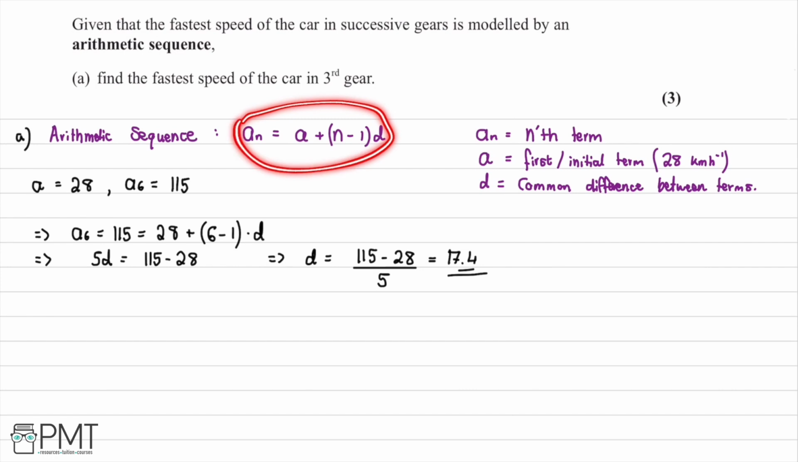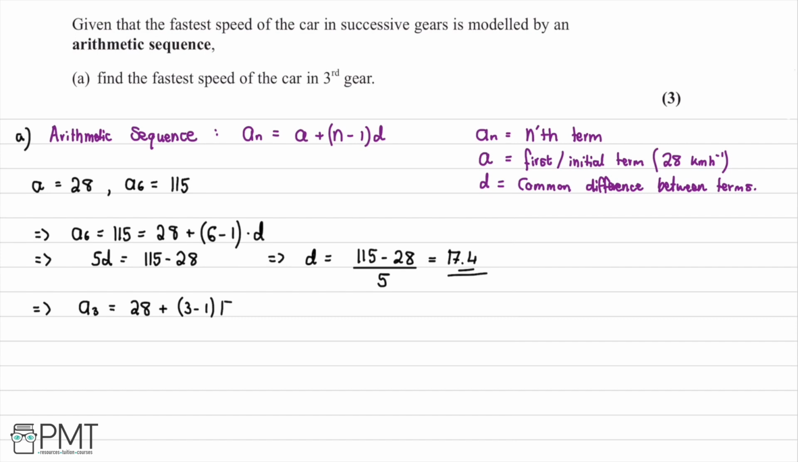So what can we do now? We have a general formula. We know what a is, and we now know what d is. So we can use this value of d and a equals 28 to work out what the third term is going to be. So we'll have that a3 is going to be equal to a, which is 28, plus 3 minus 1, and we multiply that by 17.4. And then putting this into our calculator, we have that a3 is going to be equal to 62.8 kilometers per hour. So therefore, we can write a statement that 62.8 kilometers per hour is the fastest speed of the car in third gear.